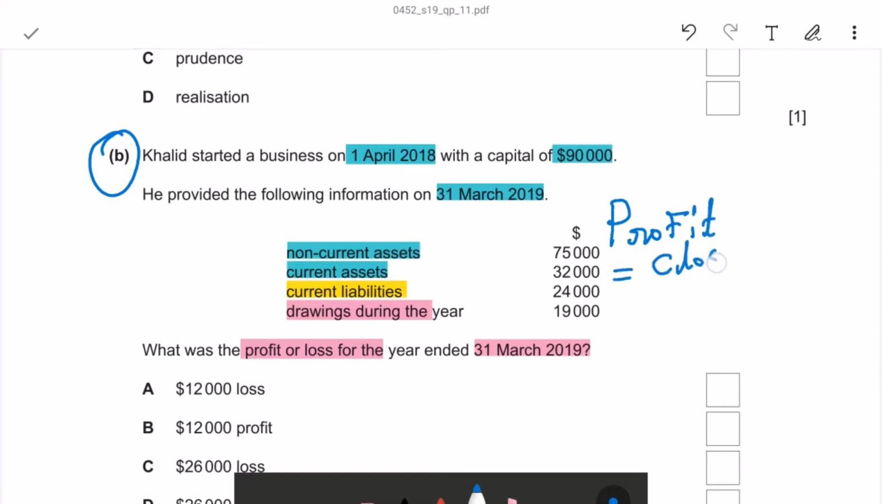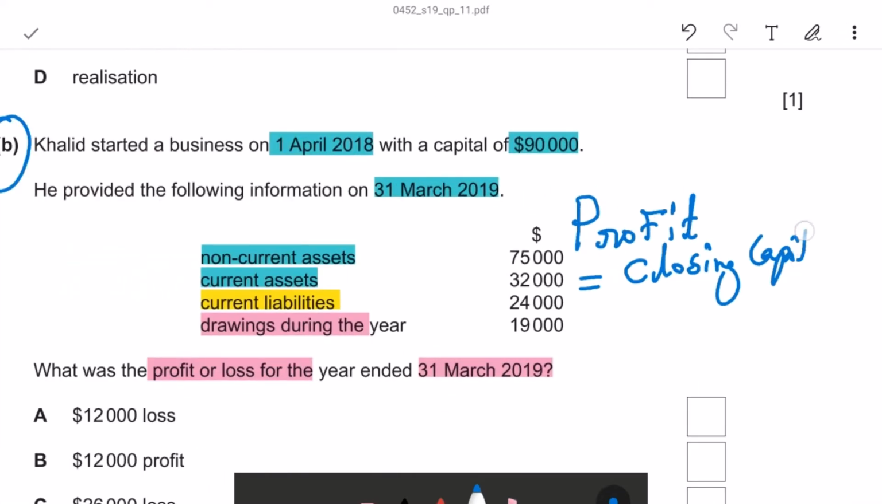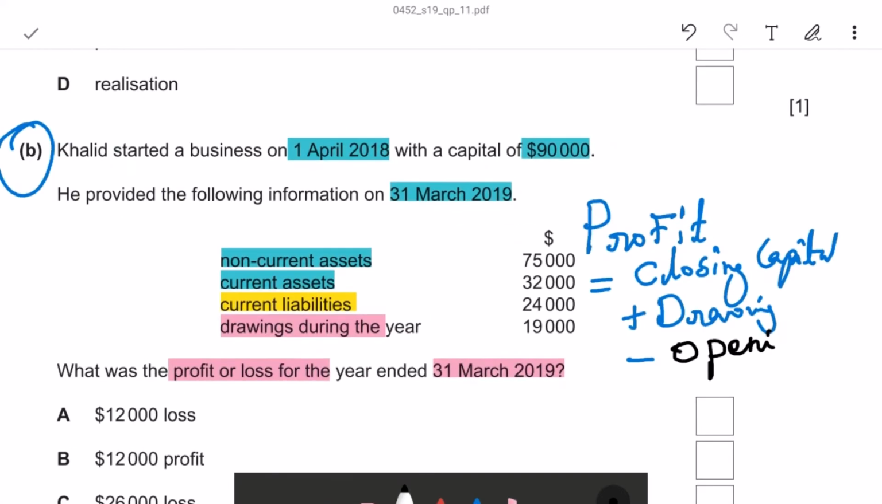closing capital plus drawing minus opening capital. This is the equation to calculate our profit. So here closing capital is not given in the question. We don't know what the closing capital is. While drawing and opening capital are given in the question. So let's calculate the closing capital first.